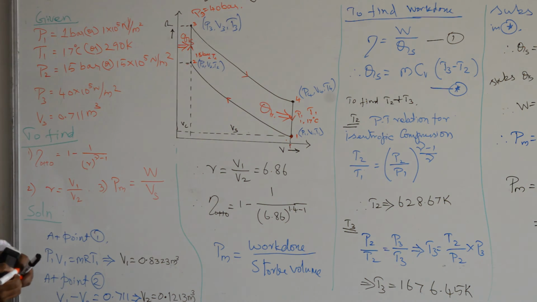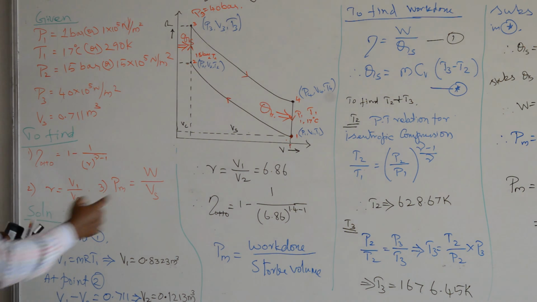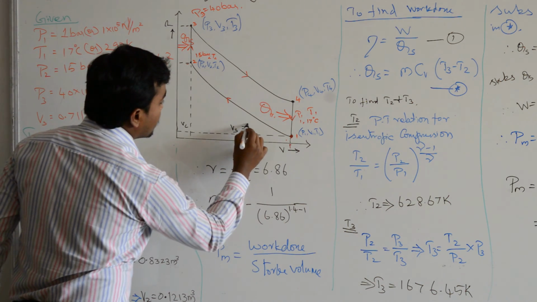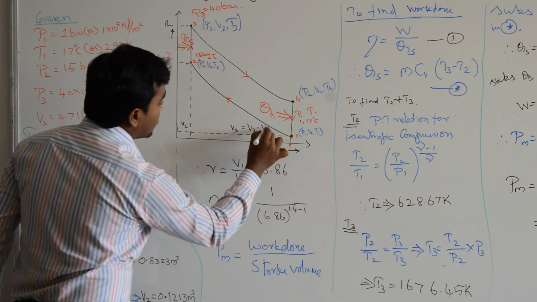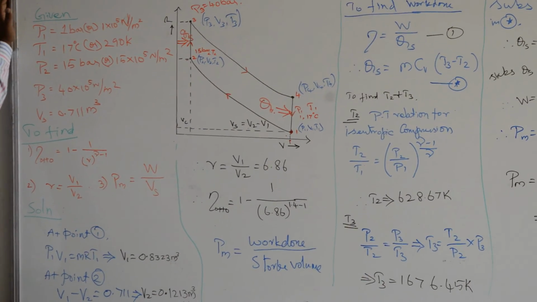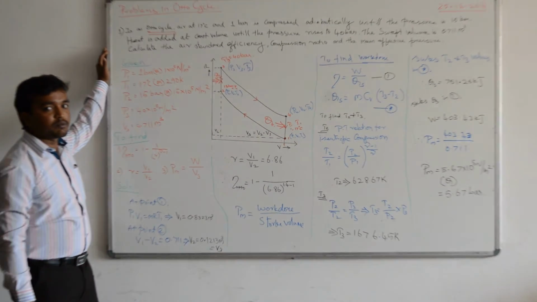Then the swept volume is 0.711 meter cube. The swept volume is nothing but Vs. Vs stands for V1 minus V2. That is the swept volume value. Then calculate the air standard efficiency of the Otto cycle, compression ratio and mean effective pressure.